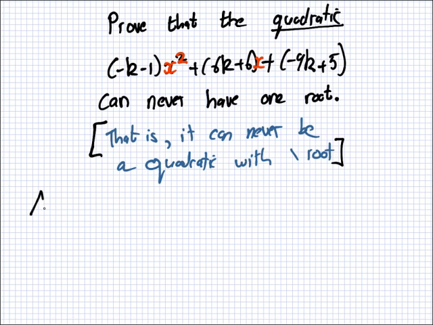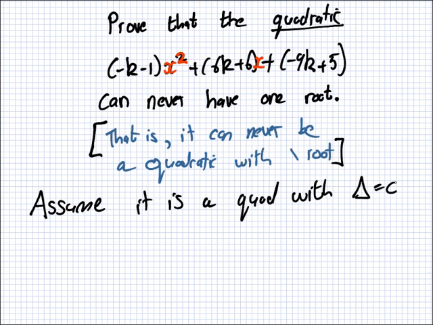Let's assume it does have one root, so that the discriminant could equal 0. I think maybe a lot of you actually did this, perhaps without writing the word assume, but that's okay. So let's see what happens. Let me be even clearer: assume it is a quadratic with one root, that is, the discriminant equals 0. Let's just see what happens.